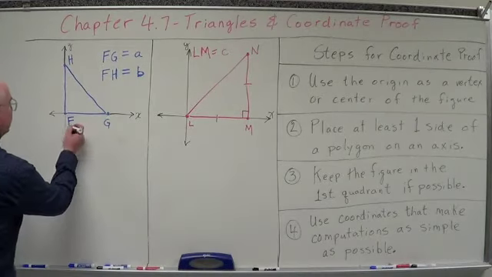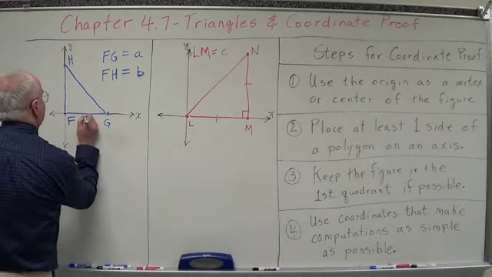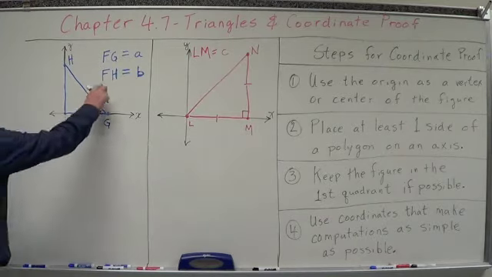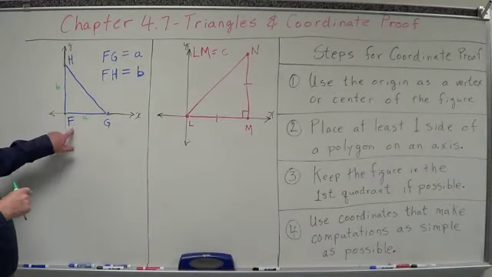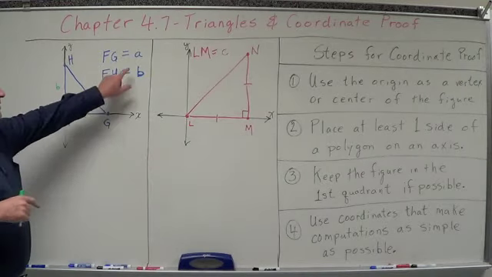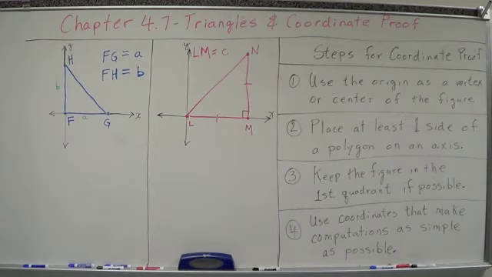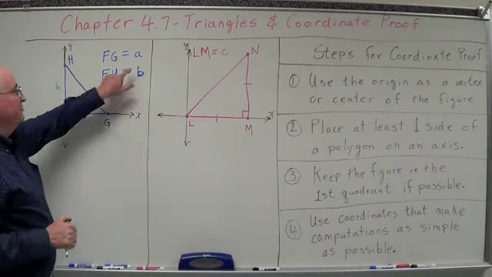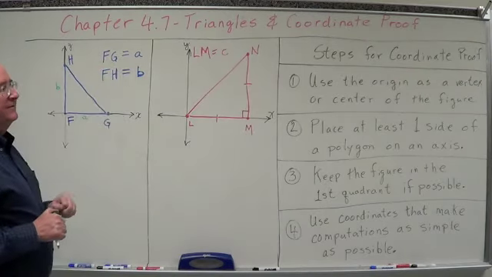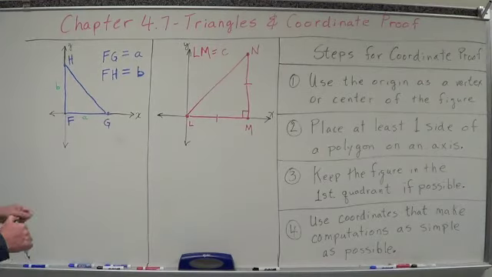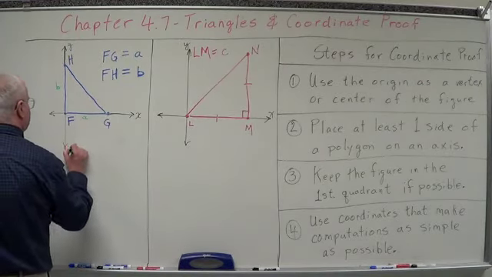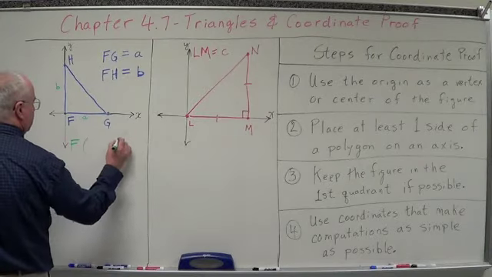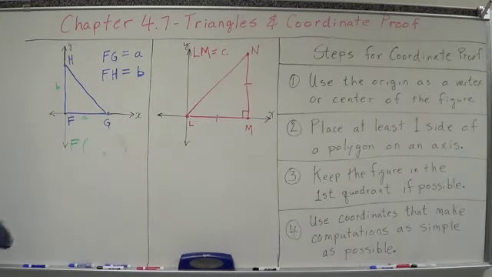So this distance right here is A. And we say that FH is B. Okay? So what we want to do is find out what is the coordinate. We're not using numbers as such. We're using algebraic expressions and variables A and B to represent the distances. But what we want to do is come up with the coordinate of F. What's the X and Y in F?